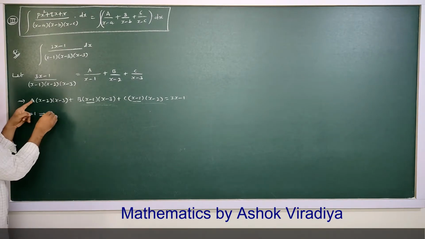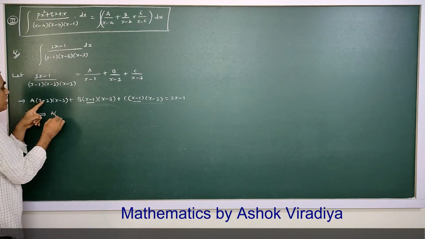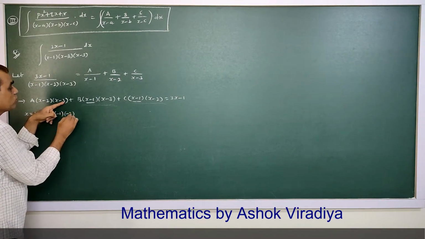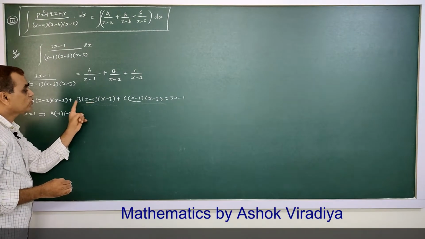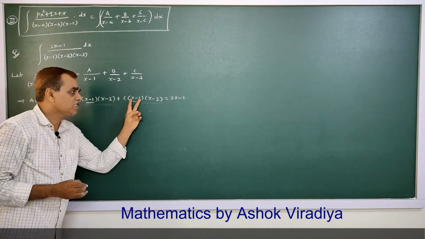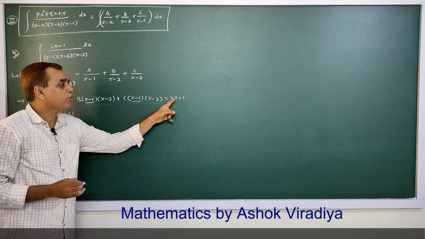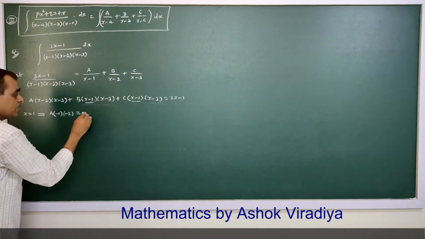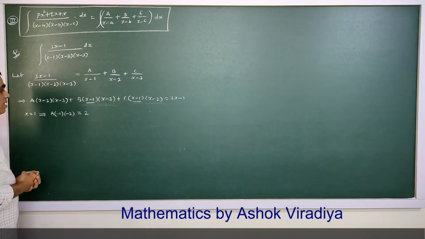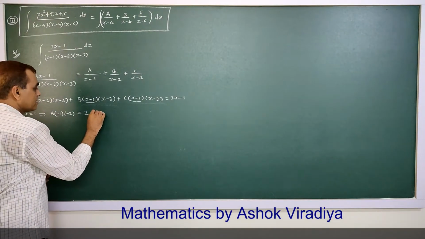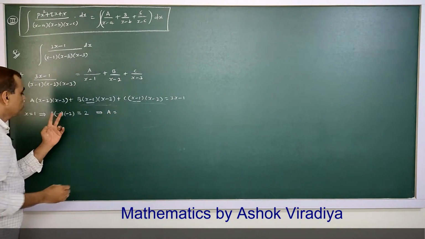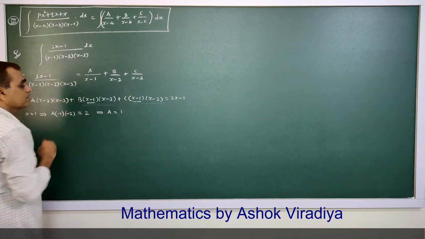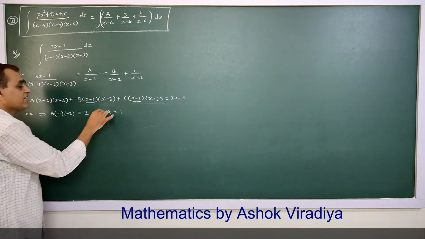Taking x equal to 1, a into (1 minus 2) is minus 1, (1 minus 3) is minus 2. The other terms will be 0, so hence this will be 0. And putting 1 on the RHS, it is 3 minus 1, that is 2. So 2a is 2, so a is 1. So the value of a is found.